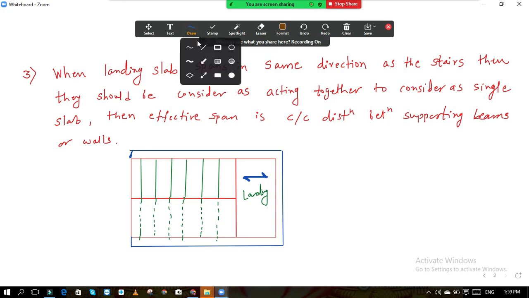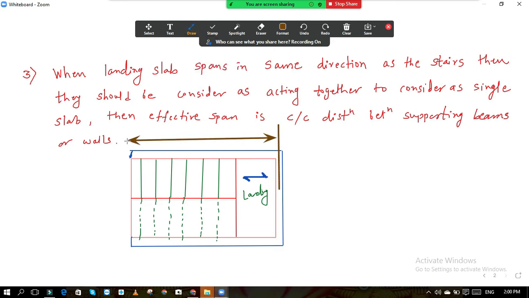Here it can be from here, you can take from the center of this, okay, up to this point. This is your effective span. This is the effective span. Okay. So take down this. This is very important.